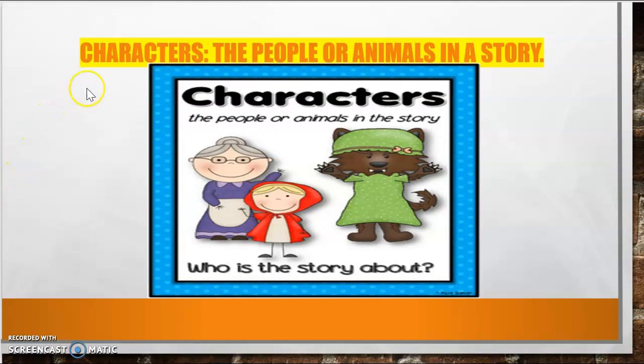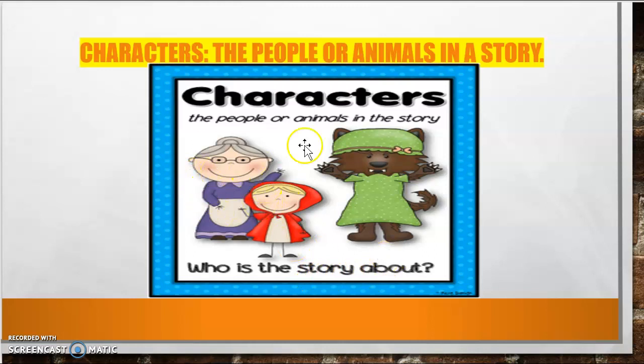Characters are the people or animals in a story. Repeat that after me. The characters are the people or animals in a story. Good job. We can answer the question, who is the story about? When you're talking about the characters, those are the stars, remember? They are the people and the animals.